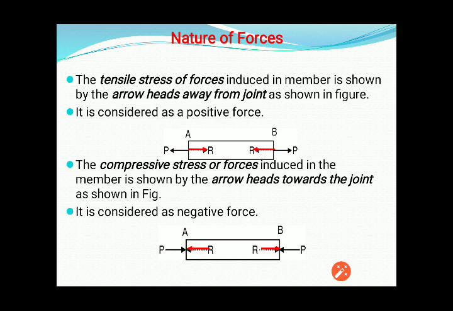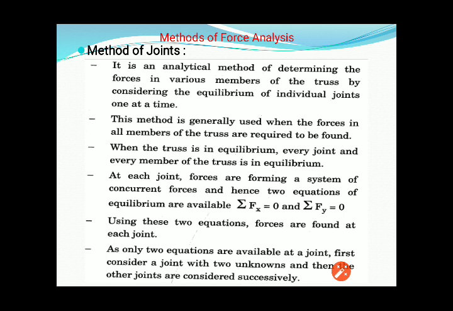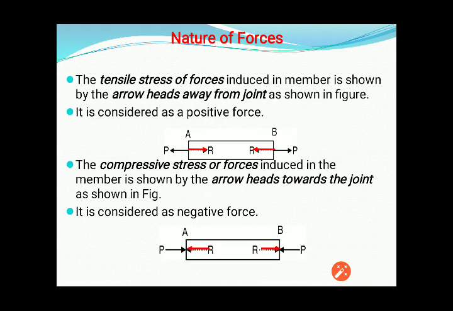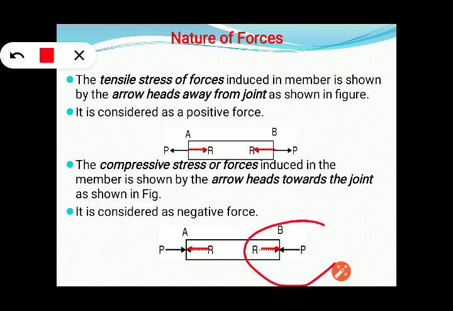So here you can see the tensile stress or force induced in a member is shown by the arrow heads away from the joints, that is tensile. You can look in the figure. Similarly, a compressive stress or force induced in the member is shown by an arrow head towards the joint. So you can see a force towards the joint and internal resistance offered by the member, that is R. So these are in equilibrium, their equations are zero.